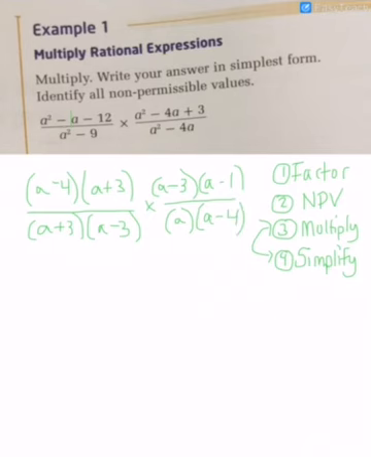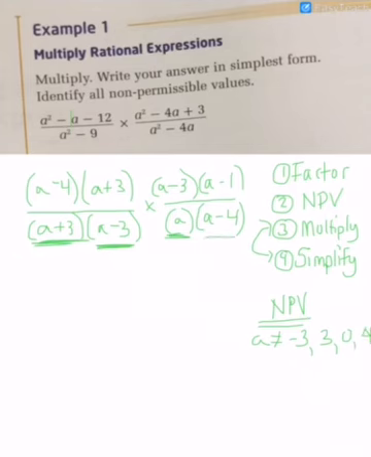So next step then is non-permissible values. Again, I look at the denominator and see what I'm not allowed to have. So I'm not allowed to have a as a -3, because that would make this first factor 0. I'm not allowed to have a as a +3, because that would make the second factor 0. I'm not allowed to have a as a 0, because that would make this a 0. And I'm not allowed to have a as a 4, because that would make this next factor 0. So there's 4 non-permissible values here.